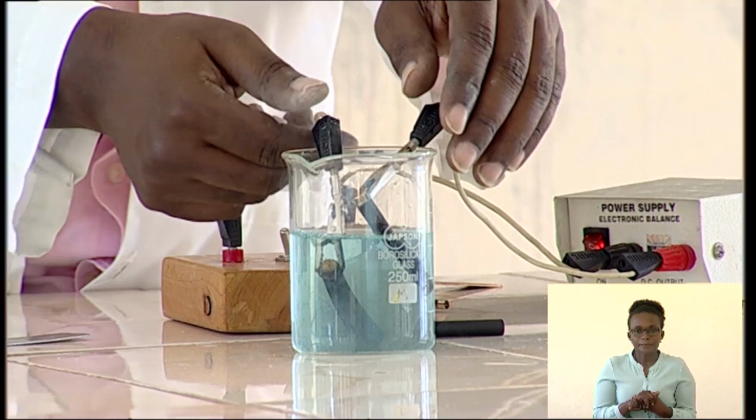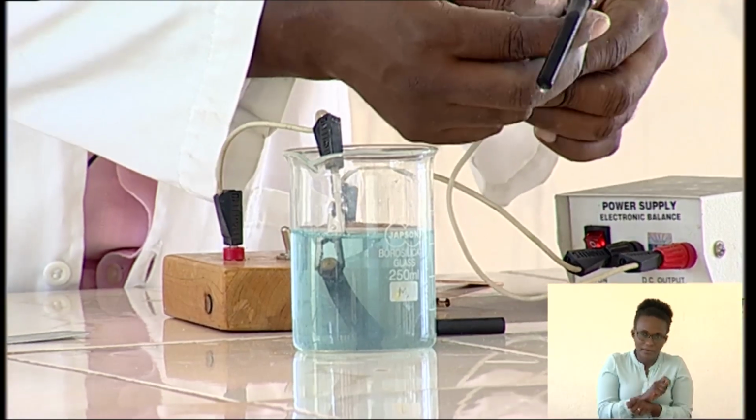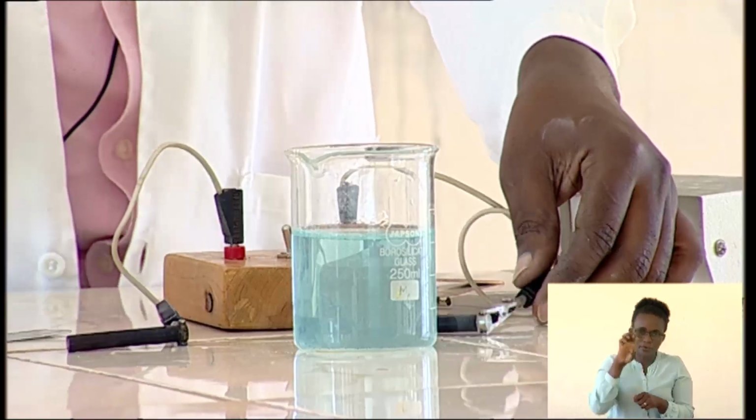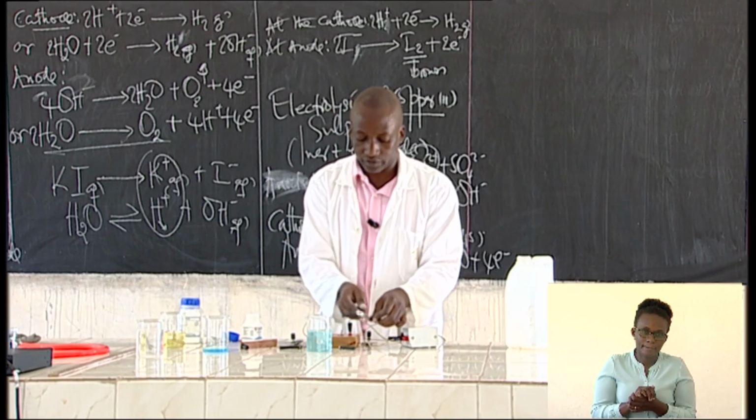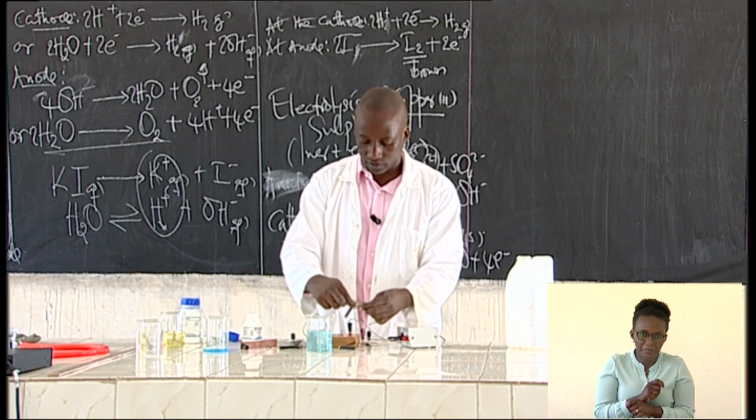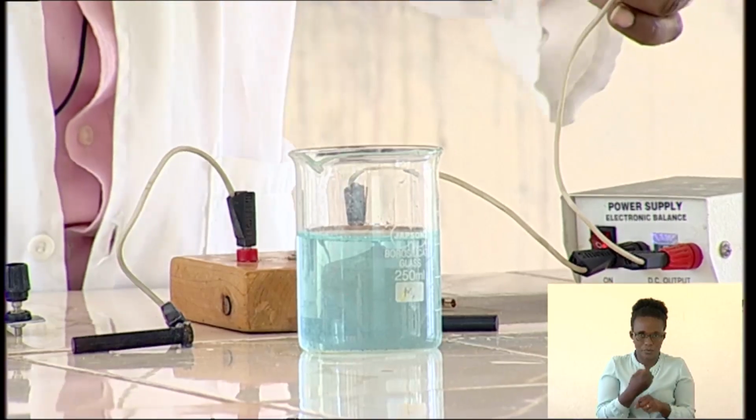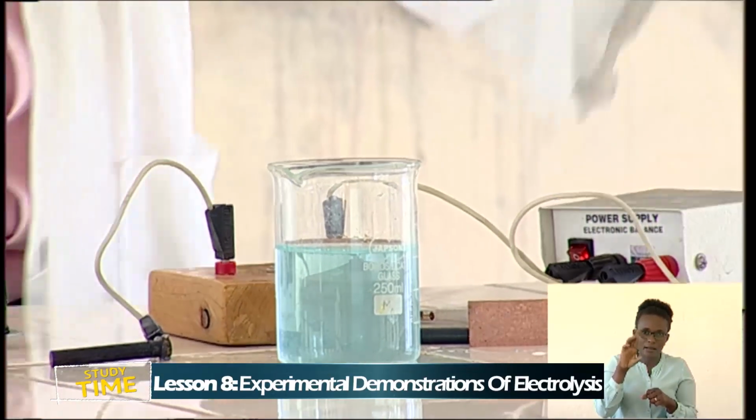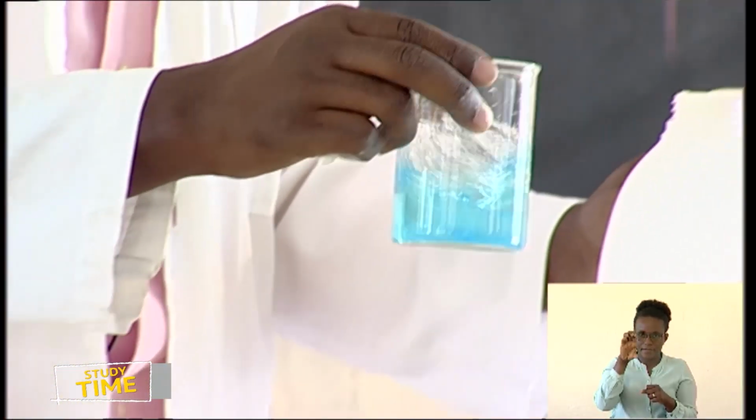Now we can see what happens if we change these electrodes. We are just going to connect different electrodes. So this one we are making, this is the copper electrode. Let's make another solution. Probably that one will not be enough.